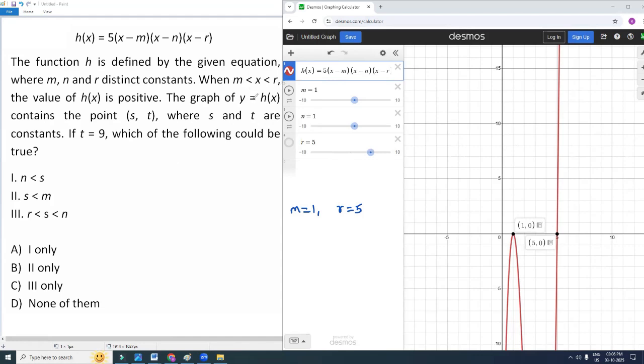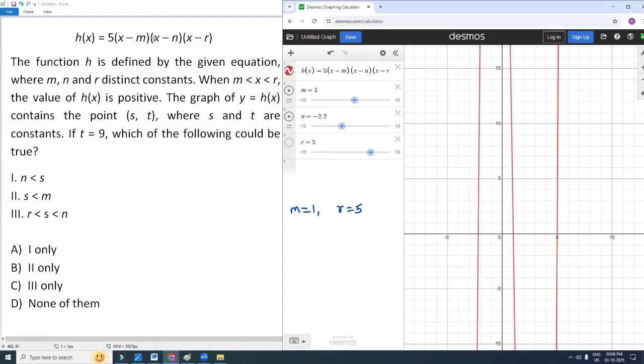Now let me take some value for n so that it is less than m, that is to the left side of m. Already we have m equals 1. Now let me take some value which is less than 1, that is less than m. Let me move the slider to the left side. Here I have taken a value for n of negative 2.2, which is less than 1, that is we have this value to the left side of m.